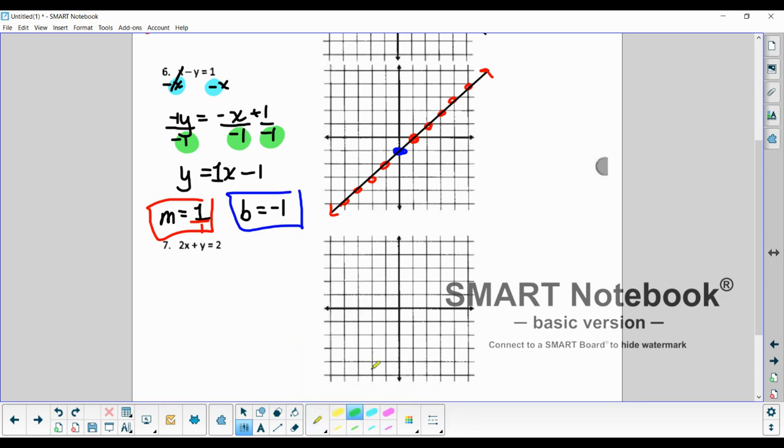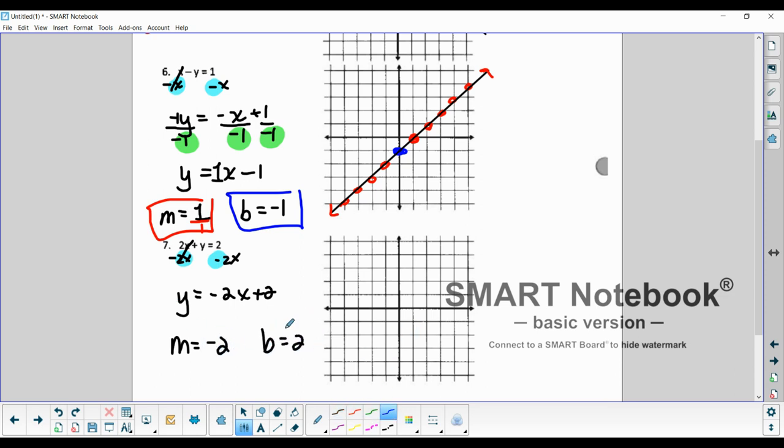Okay, one last one. So do the subtraction step first. Get rid of the x on both sides by doing -2x, giving me y equals negative 2x plus 2. That's my final answer because it's in slope-intercept form. Y is isolated.